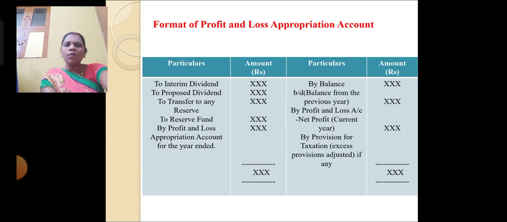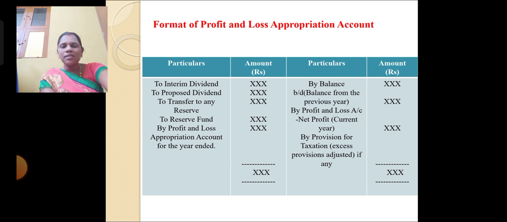Next, we discuss the format of the profit and loss appropriation account. We already discussed that the following items are posted on the debit side: interim dividend, all kinds of dividend, proposed dividend, and any transfer to any kind of reserve, sinking fund, reserve fund, by profit and loss appropriation account for the year ended. All these are posted on the debit side of the profit and loss appropriation account.